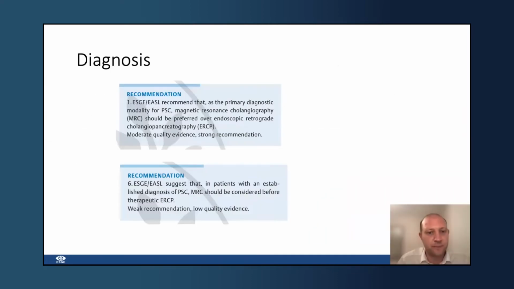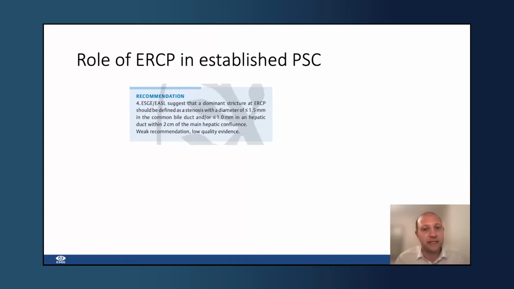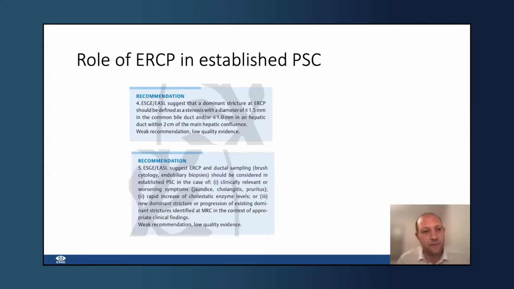I have no conflicts. To start, we're reminded that the primary diagnostic modality for PSC is MRCP prior to undertaking ERCP. The role of ERCP in established PSC is to assess dominant strictures for any dysplasia or malignancy and identify strictures that are suitable for therapy. The guideline recommends ERCP and ductal sampling to be considered in established PSC patients in the case of clinically relevant or worsening symptoms, i.e. jaundice, cholangitis or pruritus, a rapid increase in cholestatic enzyme levels, or new dominant strictures or progression of existing dominant strictures at MRCP.